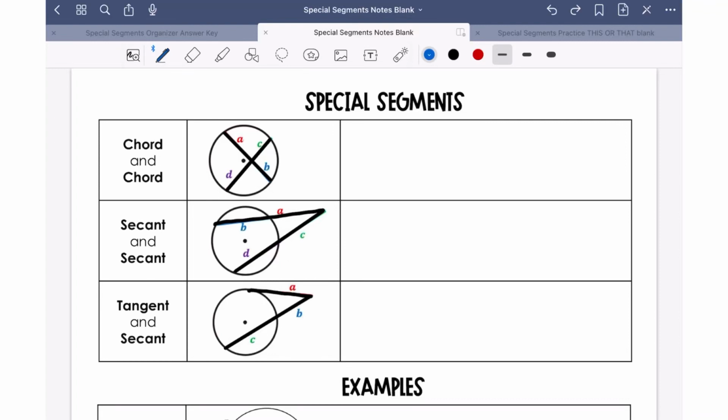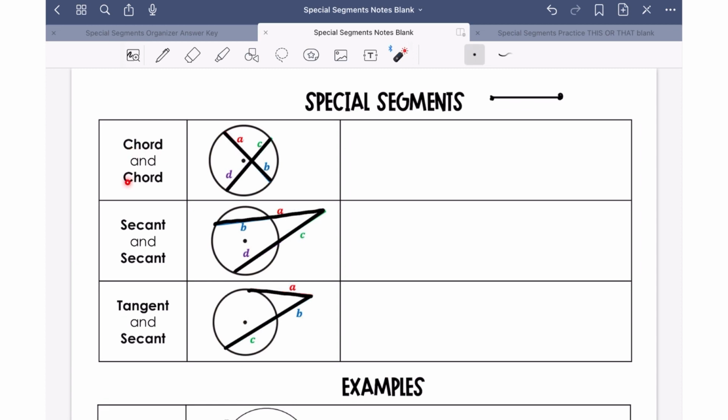Good morning, everyone. We are starting the notes for special segments in circles. It's not the same as the angles that we were doing before. We're mainly focusing on the segment part of the illustration. So the segment, just to go over vocab, is just a part of a line that has a starting and an ending point. And we're going to actually be talking about the type of segments that we reviewed when we first started circles.